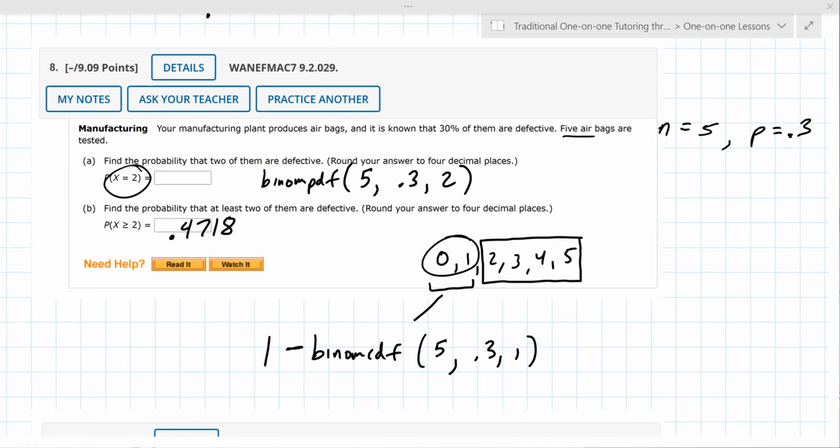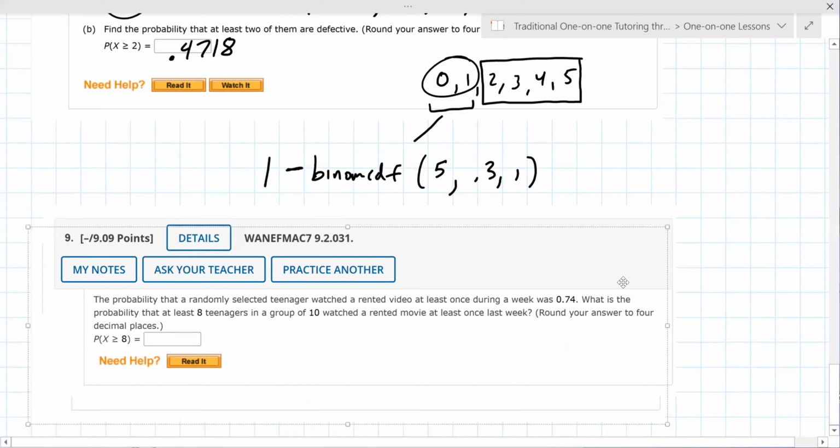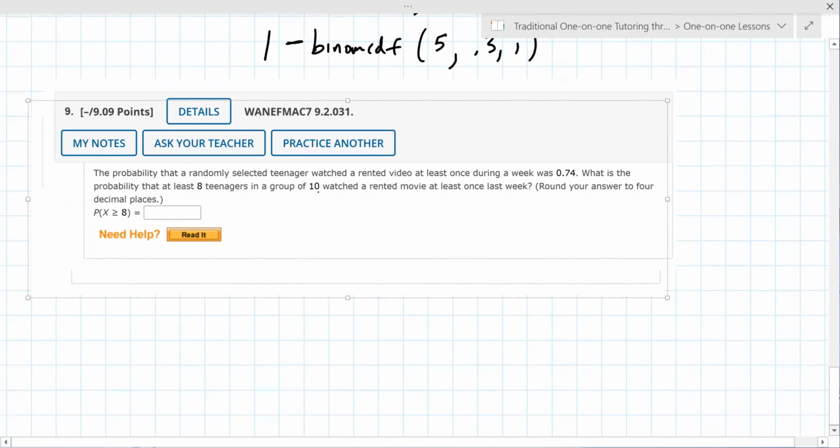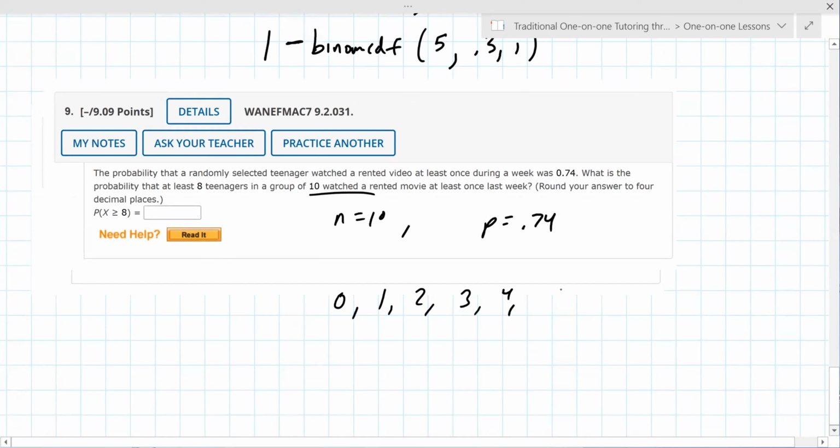Okay, can we move on to 9? Yes. All right, so 9 here. I think I got this ready. So for this one, there are 10 teenagers, so N equals 10. P is 0.74. Okay, and they want the probability that X is greater than or equal to 8. So you see me do this a bunch of times now, and so I write all the numbers. You won't need to do this when you're ready for the exam, because you'll know this really well. But we want this group right here.